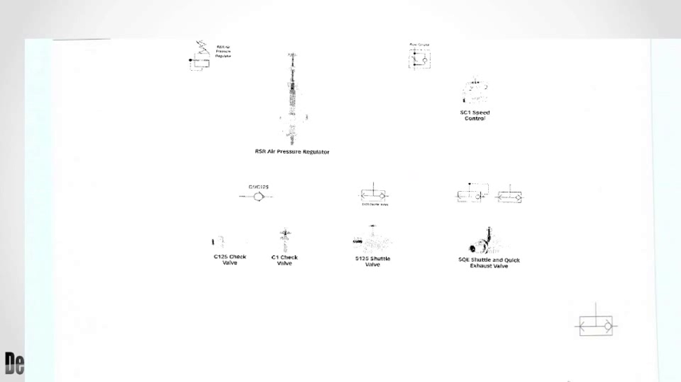And wrapping up here. This picture is kind of hard to see. I tried to get a good copy of it, but here's some of the things. Here's an air pressure regulator, different types. Here's our flow control and a check valve, some speed control, shuttle valves. These are all options. Quick exhaust valve, if you want a cylinder to move a little quicker, that would be more for the bigger pneumatic stuff.